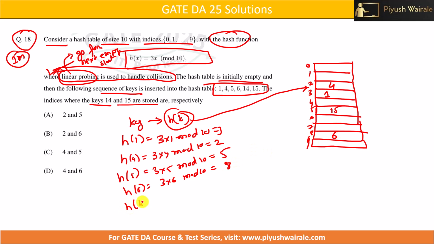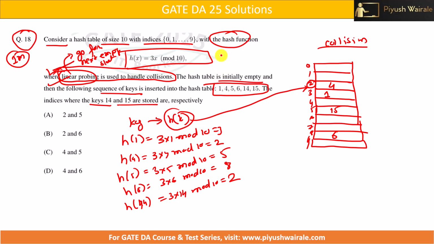Next we have 14. 14 into 3 is 42. 42 mod 10 is 2. So again we have to store at index position 2. Now see what is happening. At index position 2, the slot is already occupied by the key 4. So here comes the concept of collision. The element 4 and 14 are colliding here. Then what to do? We have to go for the linear probing technique.